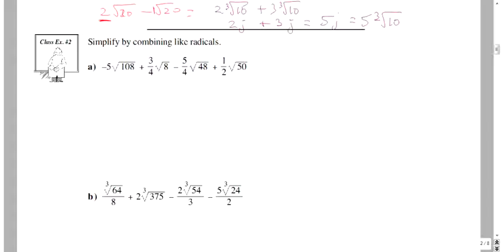Simplify. Okay? How do I simplify this? I don't want root 108. I want probably the smallest root I can find. Odds are the rest of them will be in the same terms as that one. What perfect square is in 108?